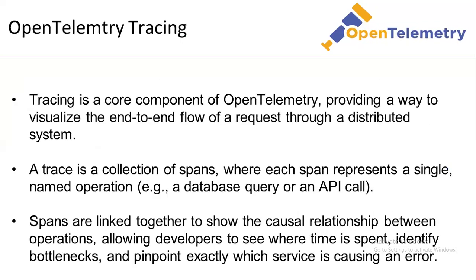Then the next one is OpenTelemetry tracing. Tracing is a core component of OpenTelemetry, providing a way to visualize the end-to-end flow of a request through a distributed system. A trace is a collection of spans, where each span represents a single named operation, for example a database query or an API call. Spans are linked together to show the causal relationship between operations, allowing developers to see where time is spent, identify bottlenecks, and pinpoint exactly which service is causing an error. That's OpenTelemetry tracing.